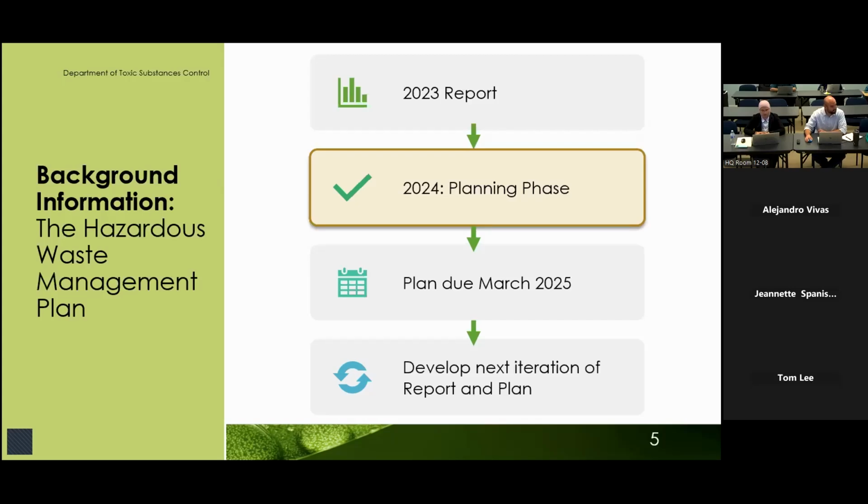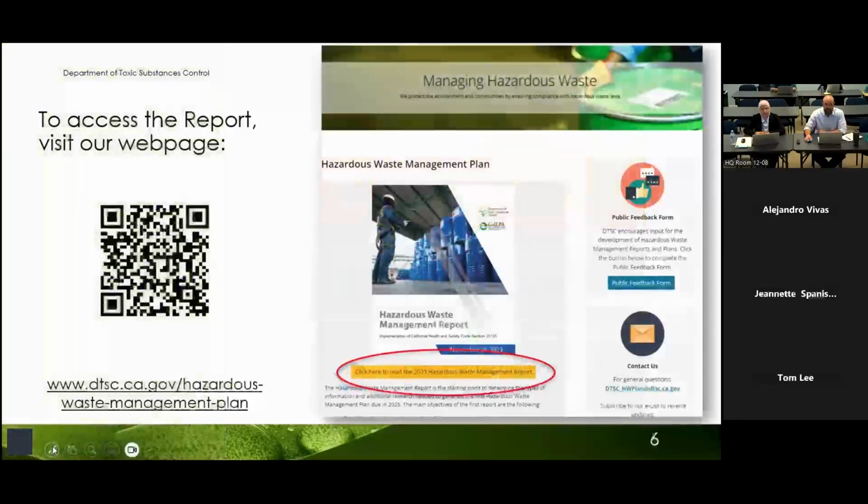Let's go to the next slide, please. As a reminder, you can access our report by going to our website. We do recommend that you read the full report and review the appendices. Links to the past workshops are also available on our website. And you can access the website here with the QR code. Next slide, please.